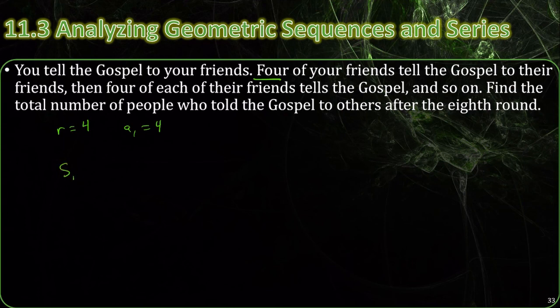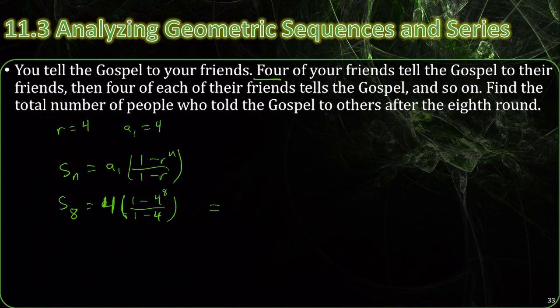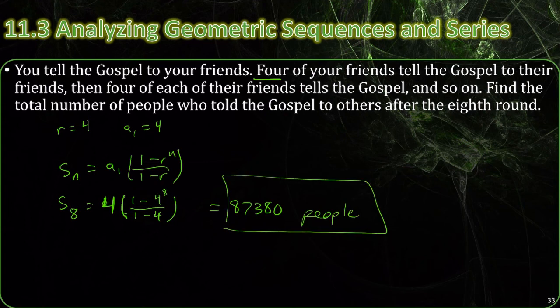So the sum is A1, 1 minus r to the n over 1 minus r. We're doing 8 rounds, so n is 8. A1 is 4. R is 4. N is 8. R is 4. And I put that in my calculator and I get 87380 people have heard the gospel. That's a lot of people, just from you telling 4 people.